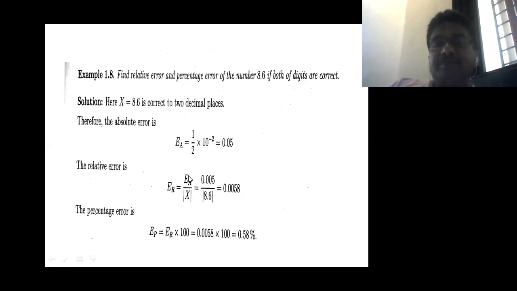Then relative error is what? Absolute error divided by the true value, the value given. So here write 0.5 divided by 8.6. Calculate the answer by using a calculator. And then the percentage error is what? The relative error into 100. So take 0.5 divided by 8.6, then calculate this number, and then this number, that is relative error into 100, is the percentage error. So find it by using a calculator.